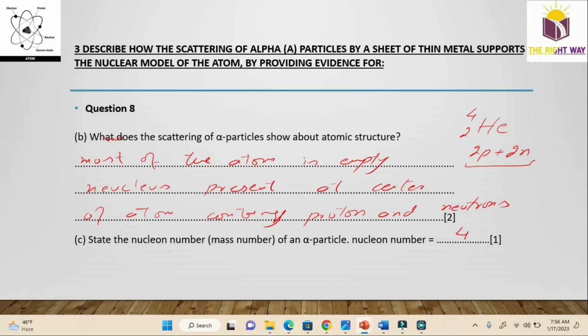So we have discussed nuclear physics, the topic the atom, today. We will discuss the next topic tomorrow, inshallah.